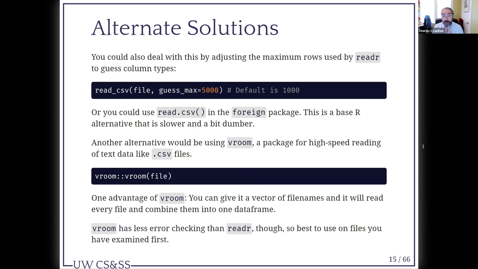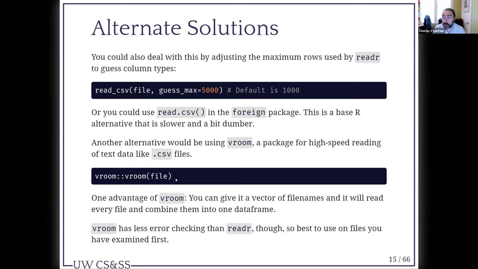Another alternative is to use something like Vroom. Vroom is a high speed package for reading text files. You can say, look in the Vroom package, inside that, the function vroom, give it a file. Vroom will read things really quickly, shockingly fast, in fact.